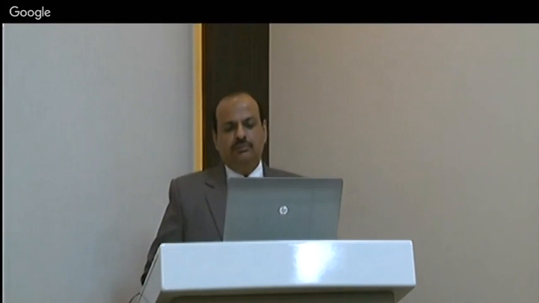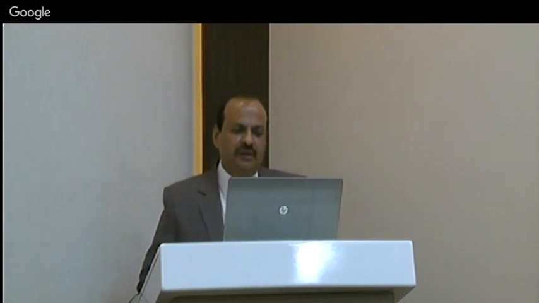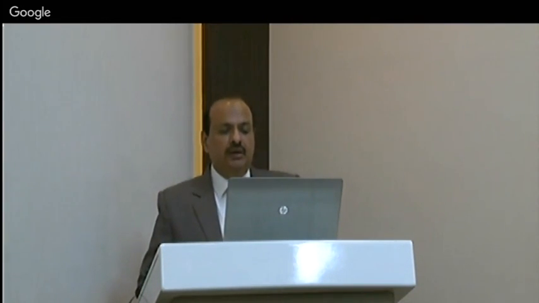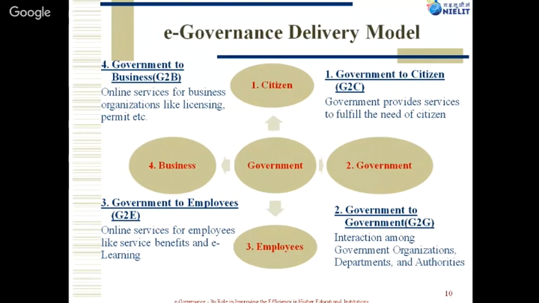Certain information flows from government to government, that is from one government department to another government department. It comes under G2G. Some information is meant for employees, like their service benefits, their PPF and other things. And this we can also avail for learning, for the capacity building of the employee. And one is online services for business organizations, like licensing, permits, the issue of licenses and permits for commercial business purposes. So these are the main models: G2C, G2G, G2E, G2B. These are the widely used terms in e-governance. Whatever project, whatever services we may put in one of these areas. We can design our own business specific.